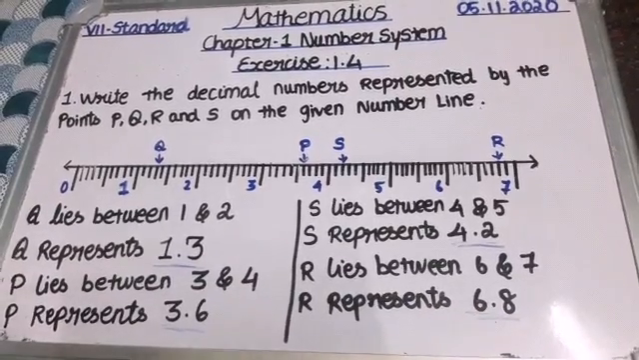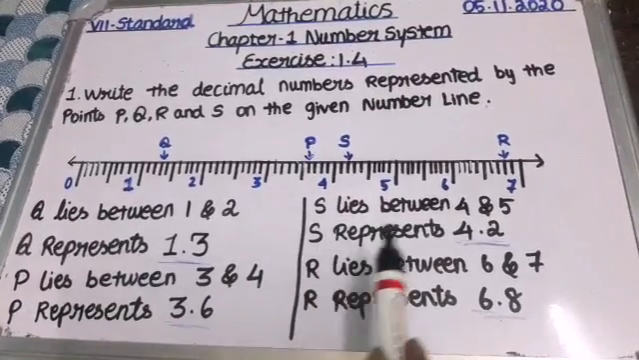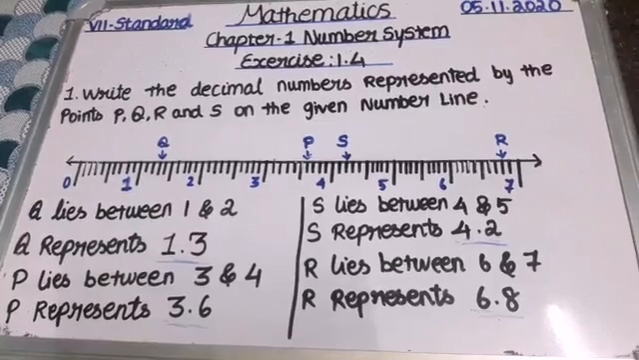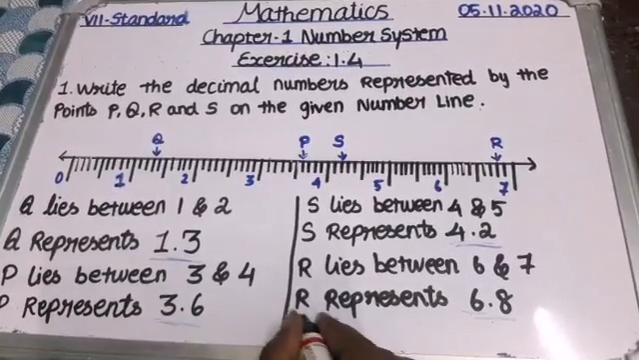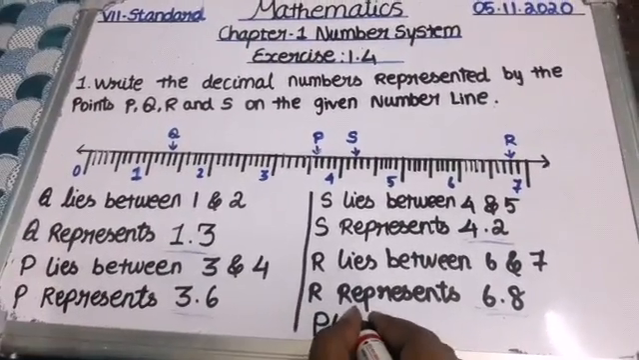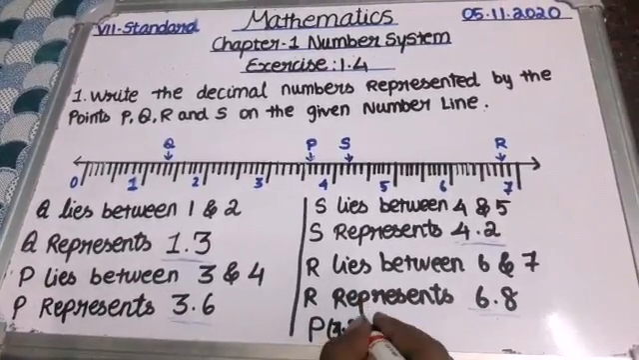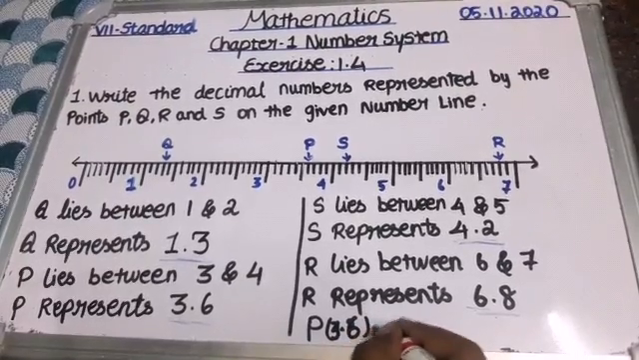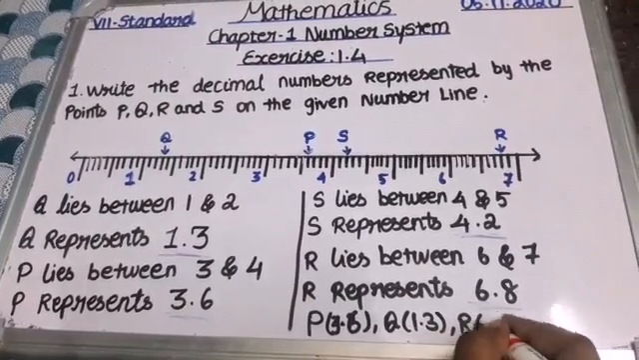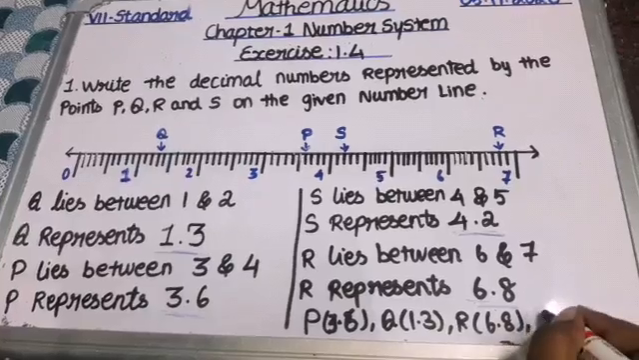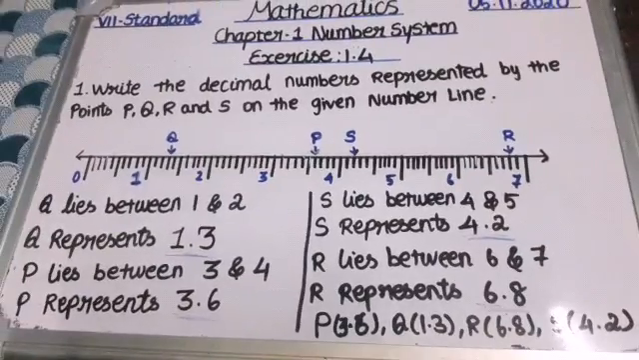So now we get the answer that Q represents 1.3, P represents 3.6, S represents 4.2 and R represents 6.8. And this is your final answer. You can write it as P as 3.6, Q as 1.3, R as 6.8 and S as 4.2. Okay, students.